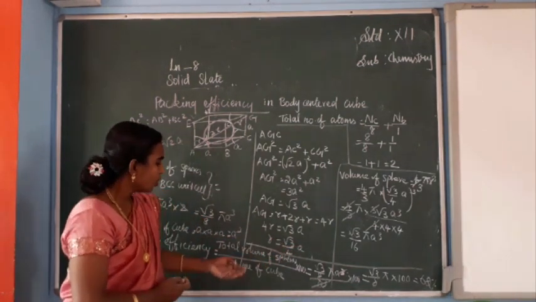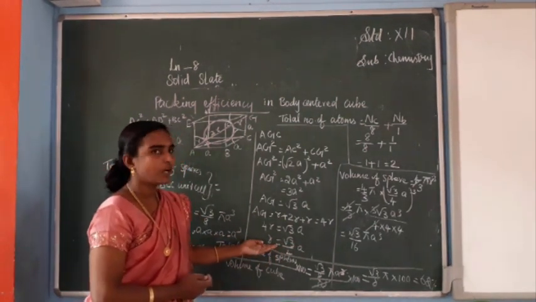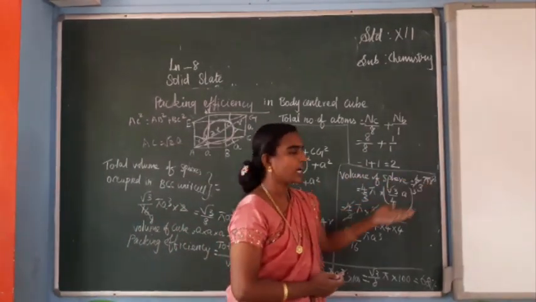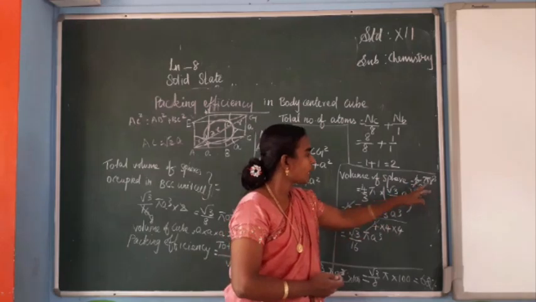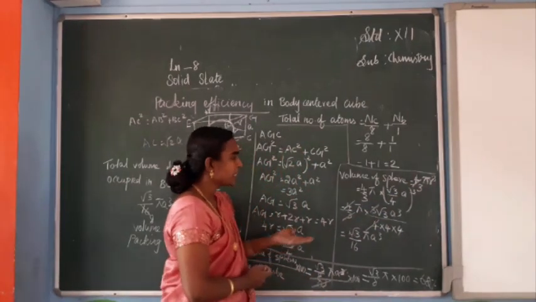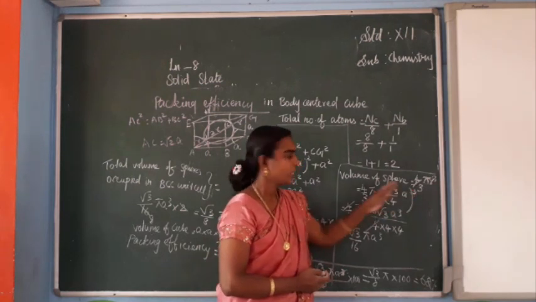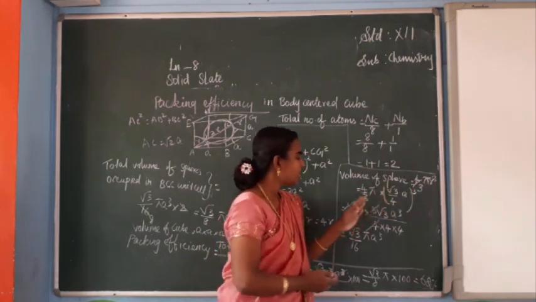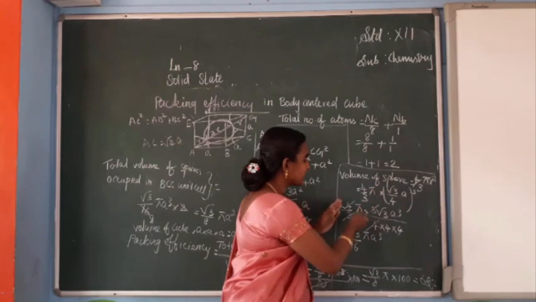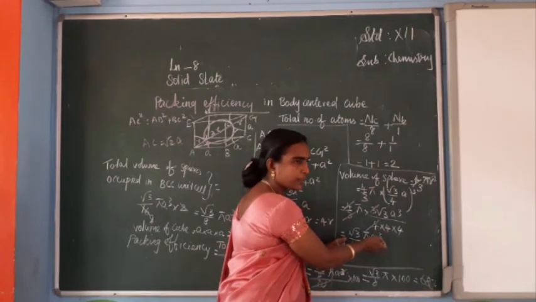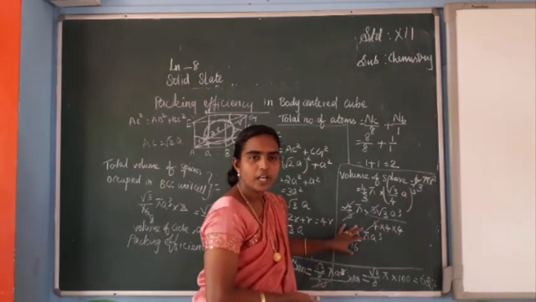So now what we have to do? The volume of one sphere we have to calculate. That is 4 by 3 pi r cube. The radius r we found already. That is root 3 by 4 a, the whole cube. So 4 by 3 into pi. After cancelling these terms you are getting root 3 by 16 pi a cube. So clear, students?